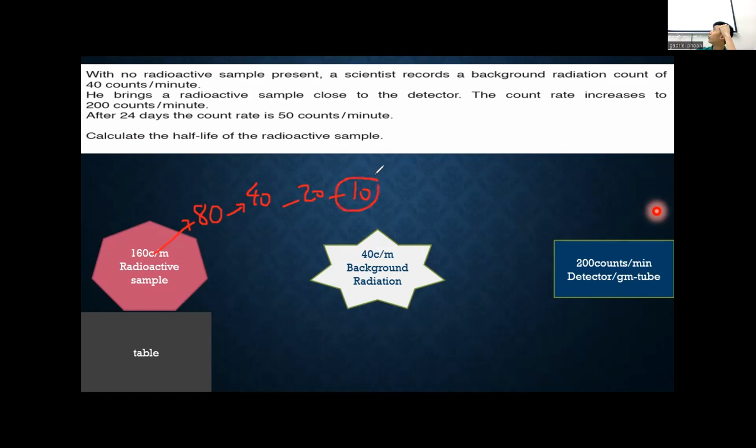When it decays until 10, only then can I see that it's going to be the 50 count, right? Because ultimately I wanted it to be 50 counts per minute, right? So I know that at this point of time only I can read these 50 counts. So after that I ask myself, how many half-lives for this?